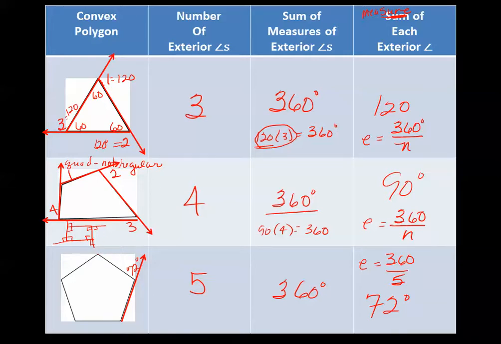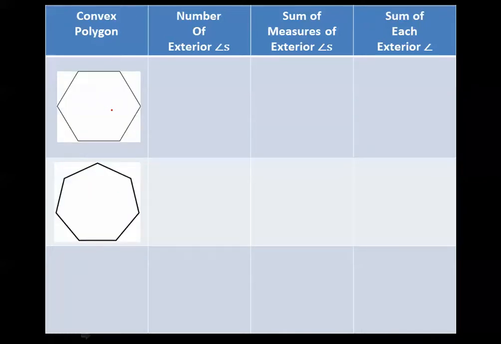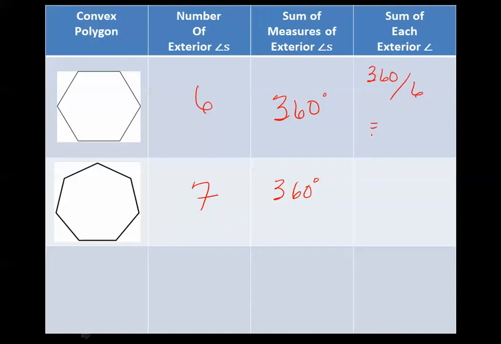Okay, and we got just a couple more that we're going to look at here. If I can find my little clicker. You've got the number of exterior angles is going to be 6 for a hexagon. It's going to be 7 for a heptagon. Remember, your sum is always going to be 360 degrees. You can always say 360 divided by 6, and that's going to give you the measure of each exterior angle, which is going to be 60. I mean the exterior angles, not interior.